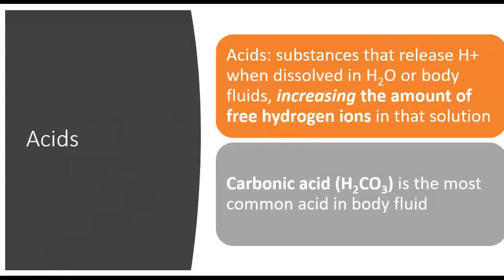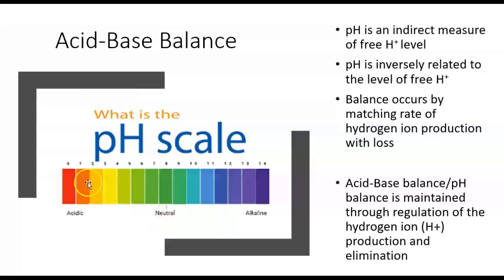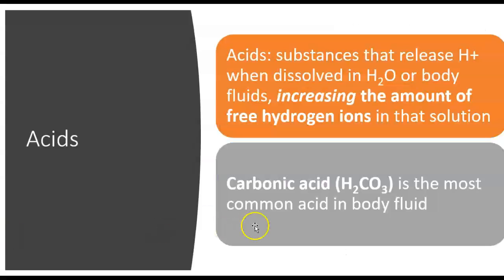You go back and you think about your pH scale. What does that mean for the pH if I have an increase of hydrogen ions? My normal is 7.35 to 7.45, right around here. So when I have an increase of hydrogen ions, remember that moves my pH down. It would decrease and head down towards 6. Carbonic acid, H2CO3, is the most common acid in body fluid.